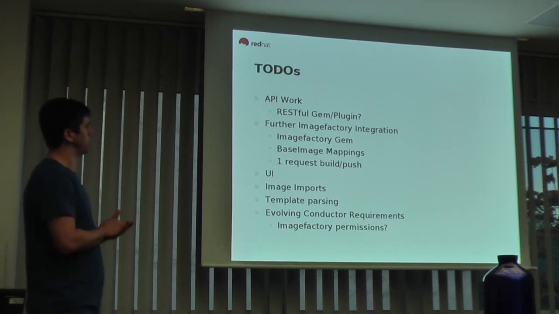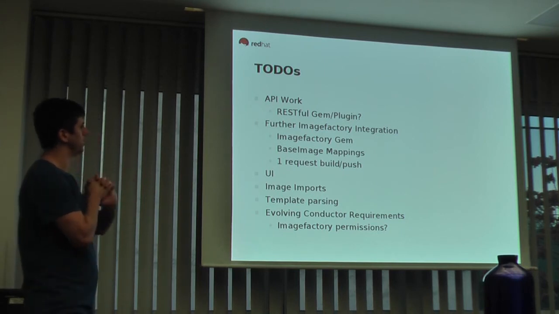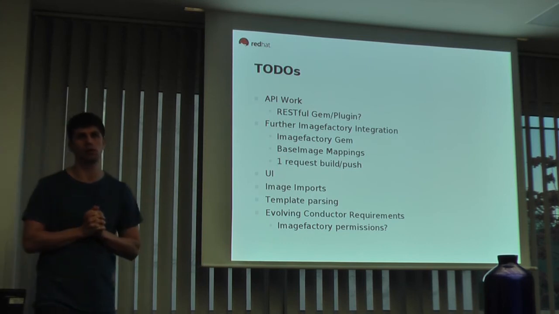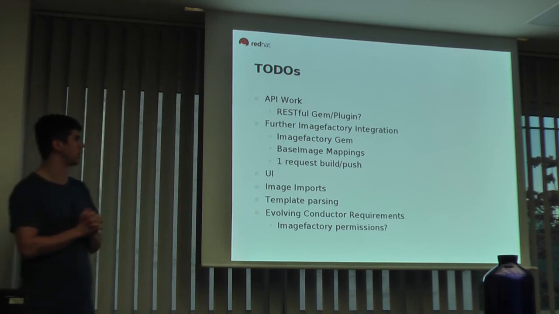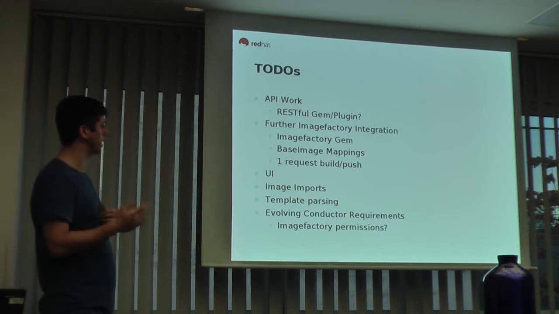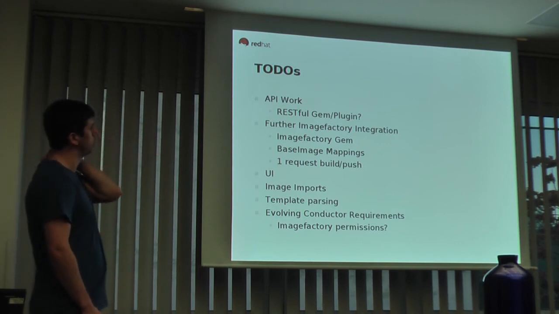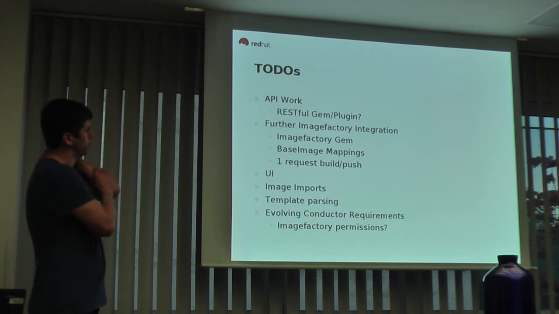We'd also like to have further Image Factory integration. We'd like to extend the Image Factory gem, and it'd be quite nice to contribute that to the Image Factory project if we can get that finished off. And like I said earlier, there's maybe some potential for using the Space Image object in Image Factory. We still need to do the one request push. We can actually do the one request build, it's just the push that we need to do.